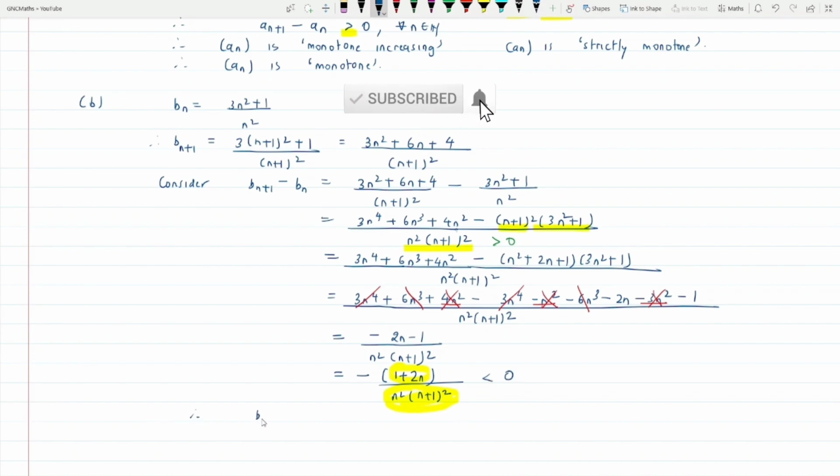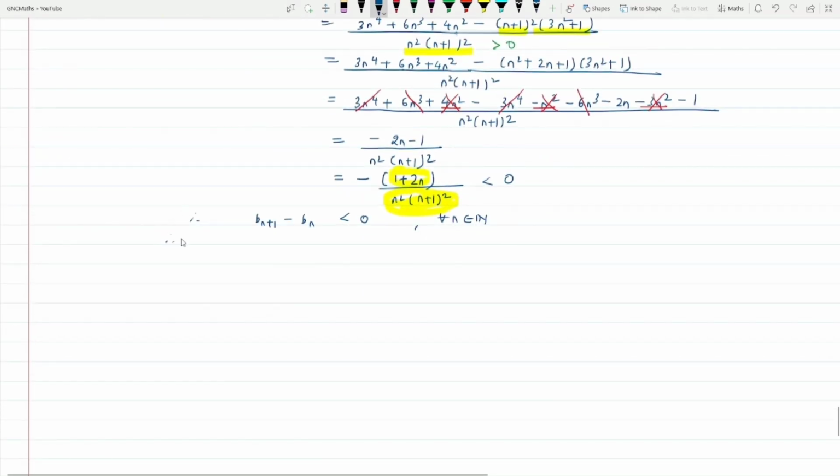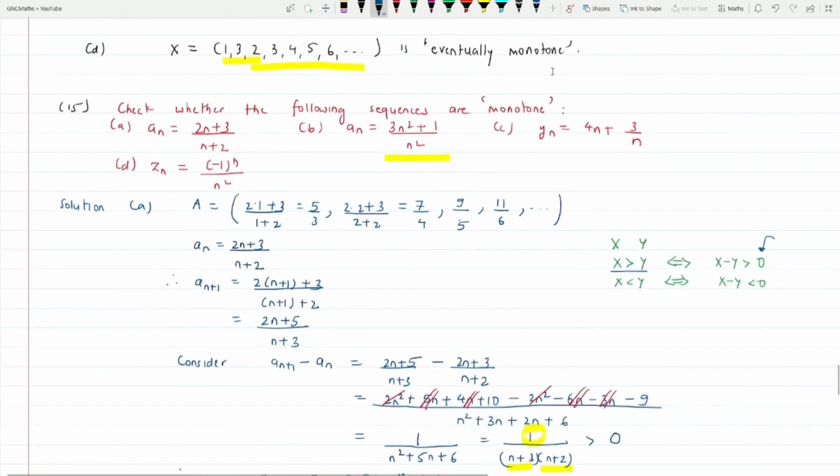Thus we are getting that Bn plus 1 minus Bn is strictly negative for every natural number. And since it is a strict inequality, we could say that the sequence given by Bn is strictly monotone decreasing. So I would leave the third and fourth problem to be solved by you.